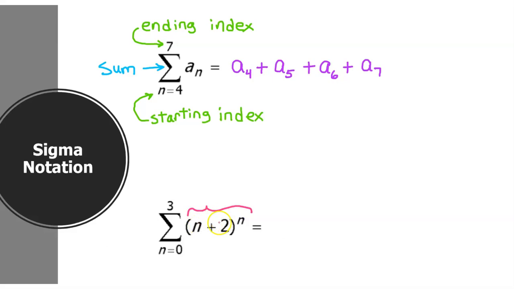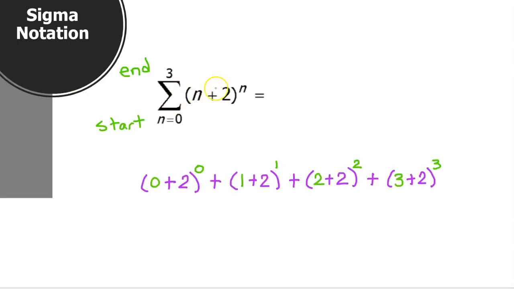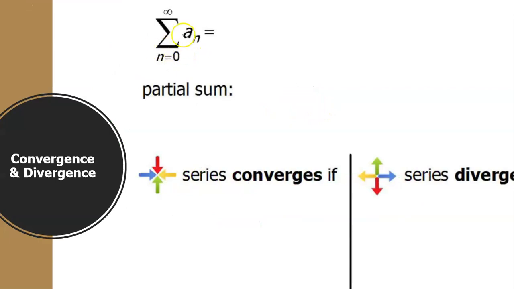So, for example, on this problem, n plus 2 to the n power would be the a_n. So this expression represents the sum of all terms of the form n plus 2 to the n power, starting with 0 and ending with 3. So even though we see a 3 here, it's actually 4 terms. This is one that we are actually able to evaluate. This series equals 145.